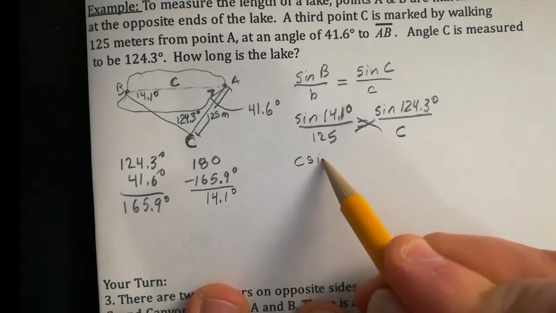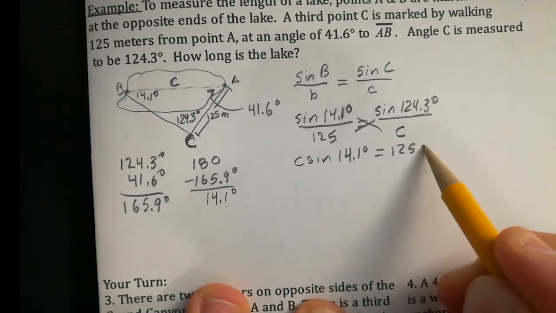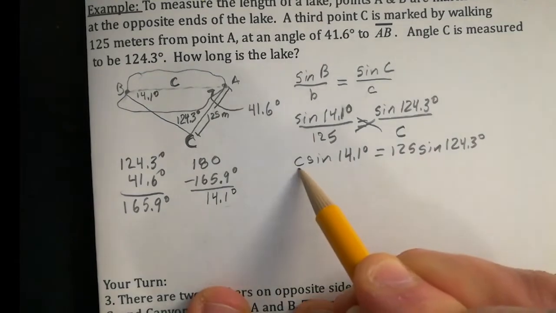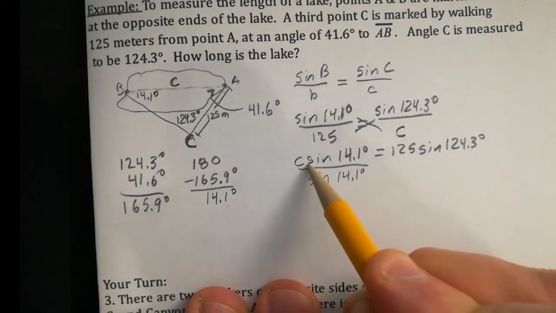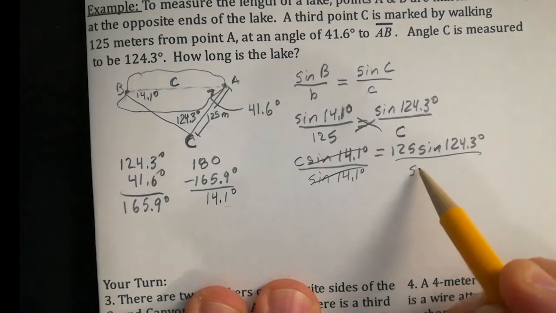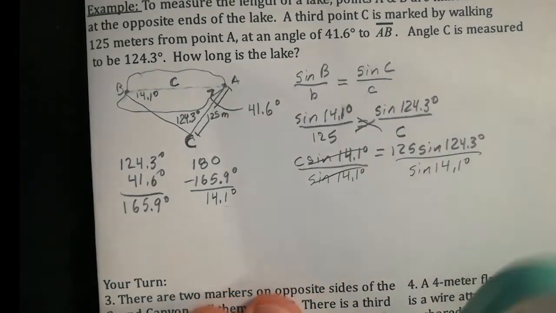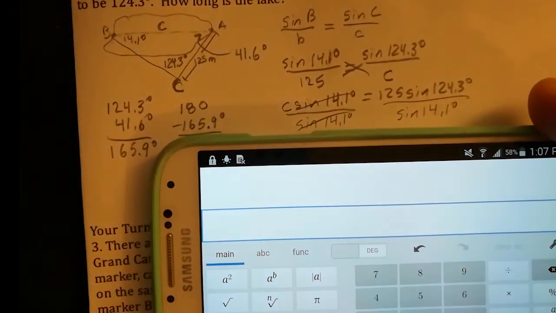Okay, so now we cross multiply. So C times the sine of 14.1 degrees equals 125 times sine of 124.3. Divide both sides by sine of 14.1 degrees. And so that will be our answer, whatever this comes out to. So I'll go ahead and put that into my scientific calculator here.